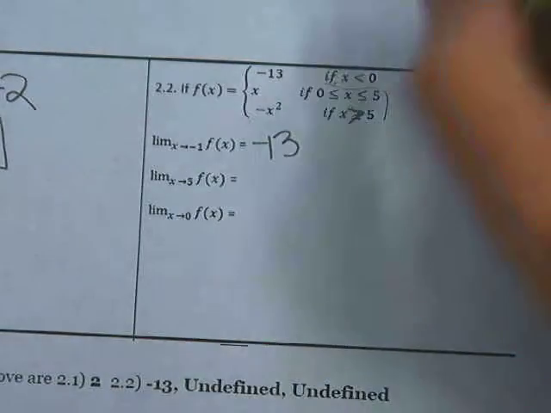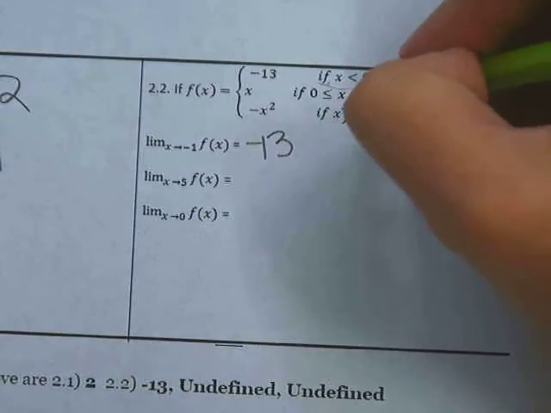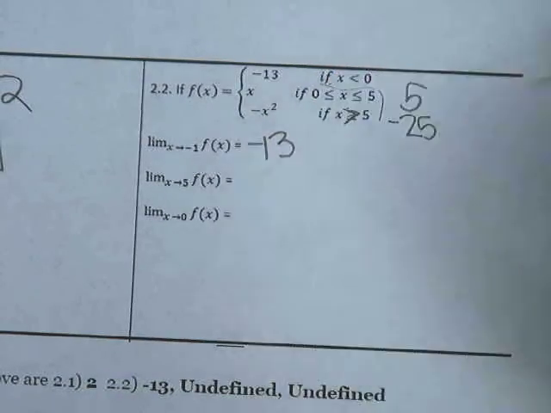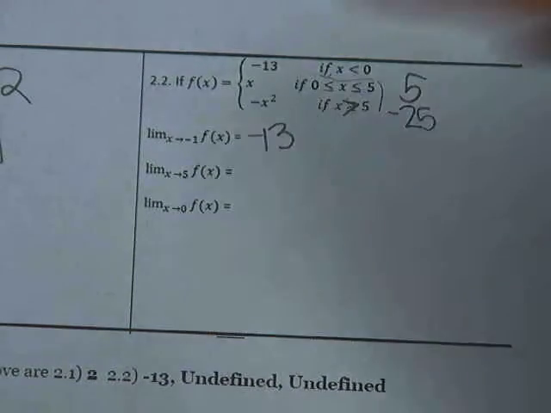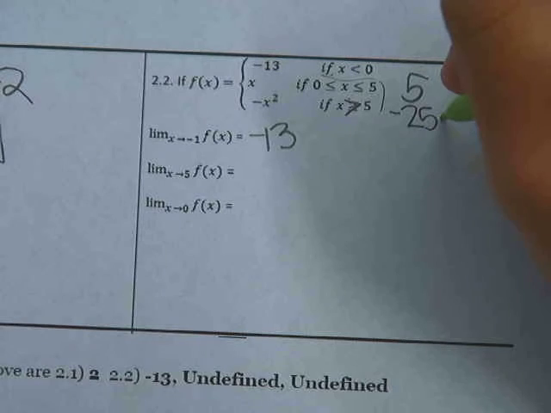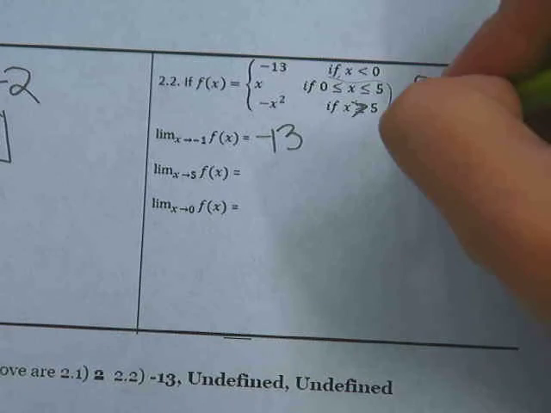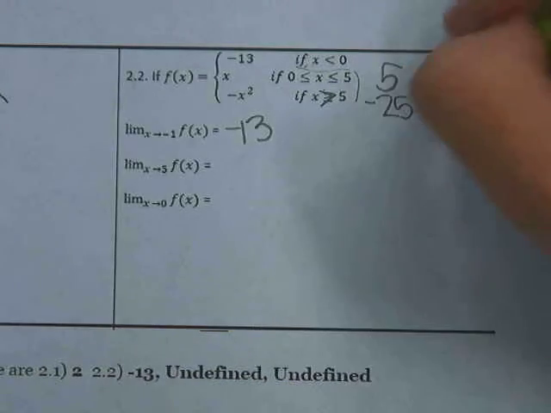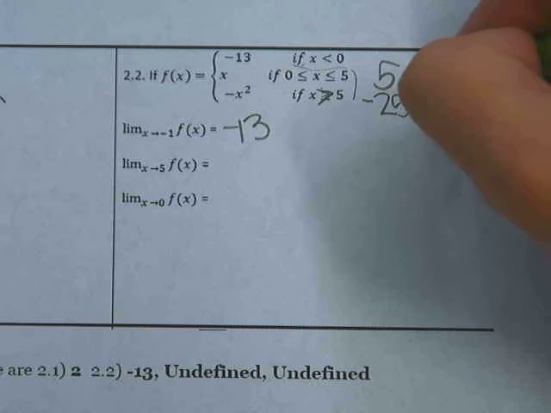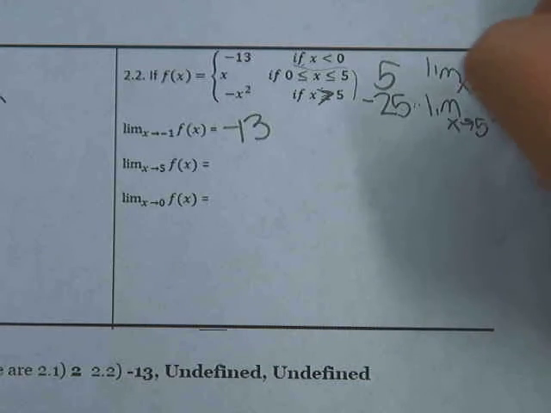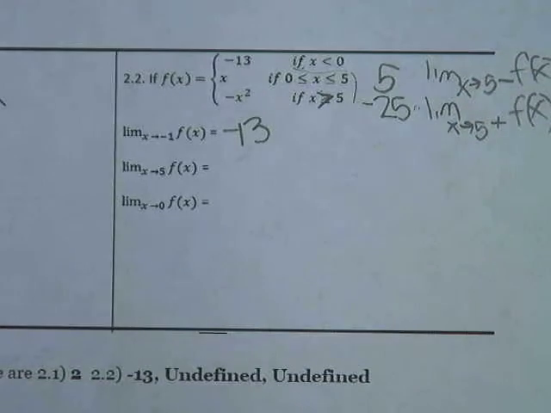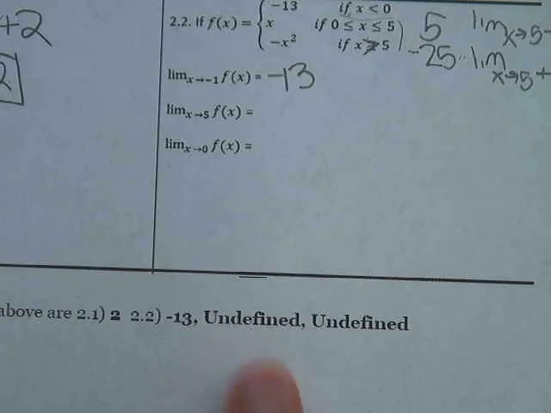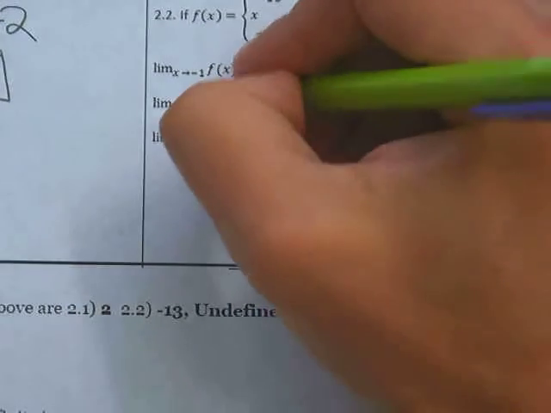So now let's plug in 5, and on this side we get 5. On this side, this thing would be approaching negative 25 if we plugged in 5. So these don't match at all. Our limit from the bigger side is negative 25. So the limit as x approaches 5 from the positive side is negative 25, and the limit as x approaches 5 from the negative side of f of x is 5. So these don't match at all, and that's why the answer down below is undefined, because it is undefined. They don't match. That means this is no good.